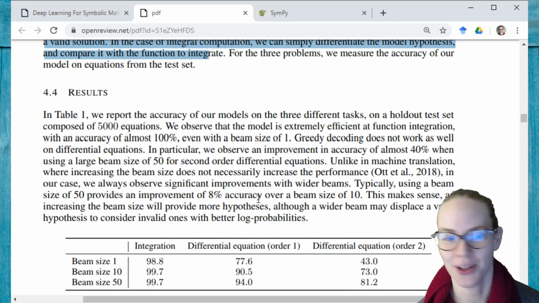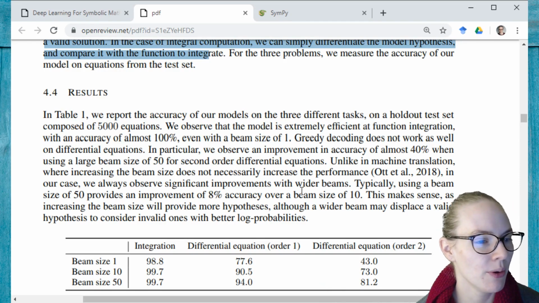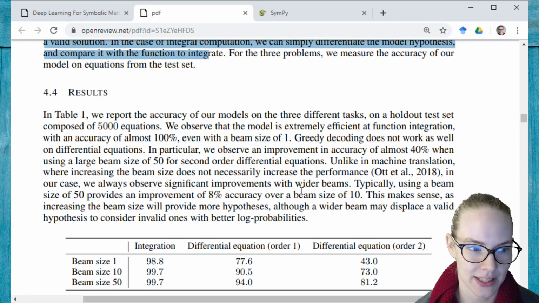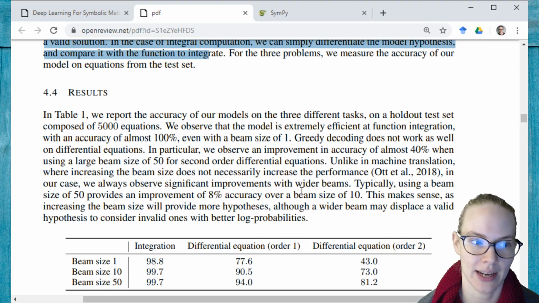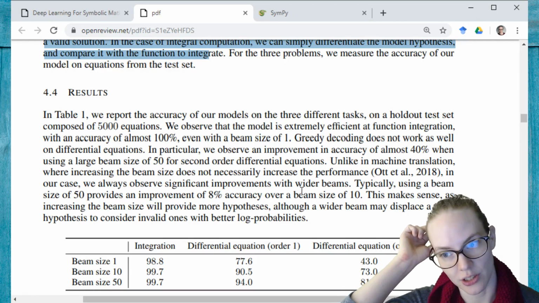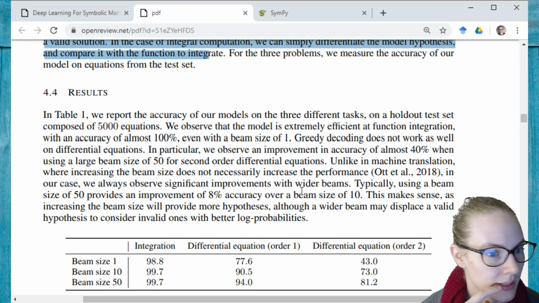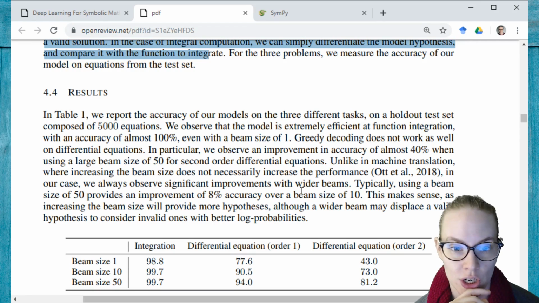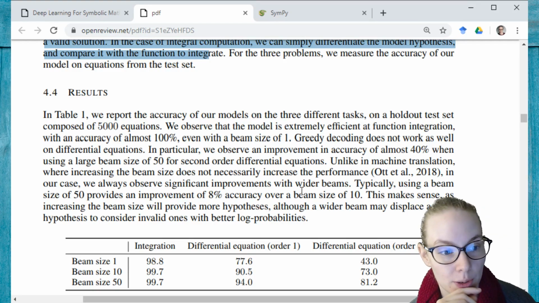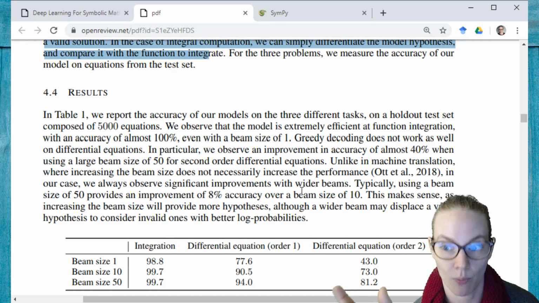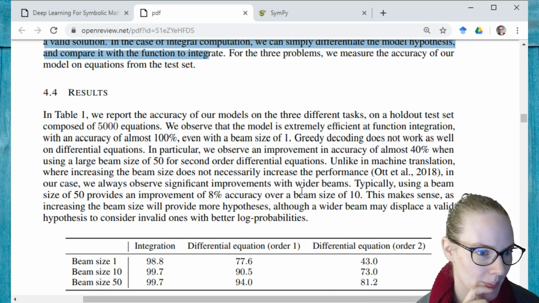Section 4.4, results. In Table 1, we report the accuracy of our models on 3 different tasks, on a holdout test set composed of 5,000 equations. So like the other equations, these are generated. We observe that the model is extremely efficient at function integration with an accuracy of almost 100% even with a beam size of 1. Greedy decoding does not work as well on differential equations. So for differential equations, a wider beam size looked to work better.